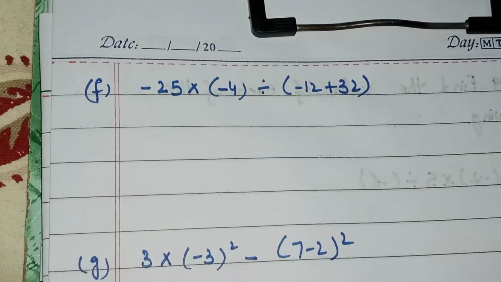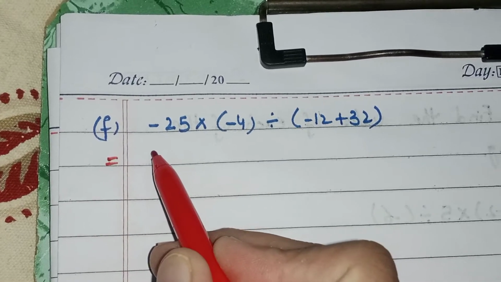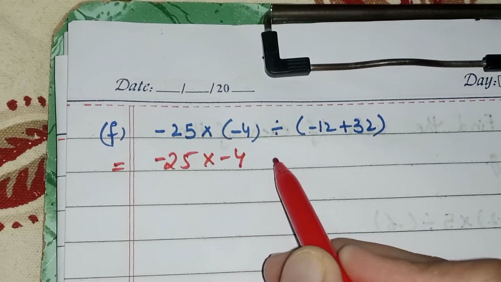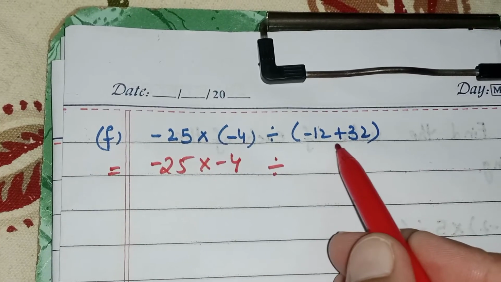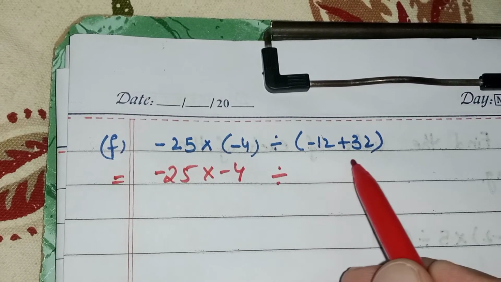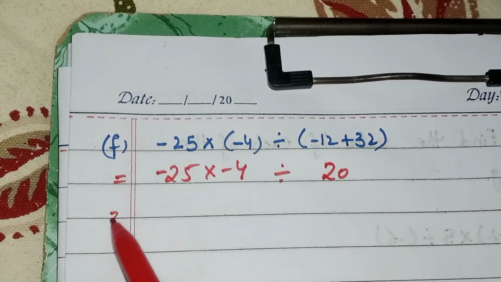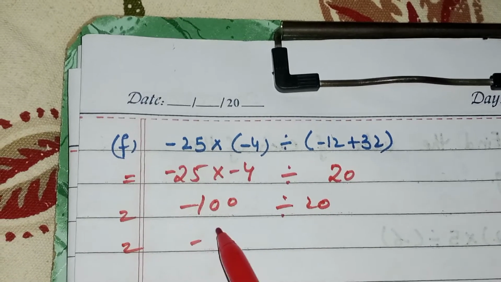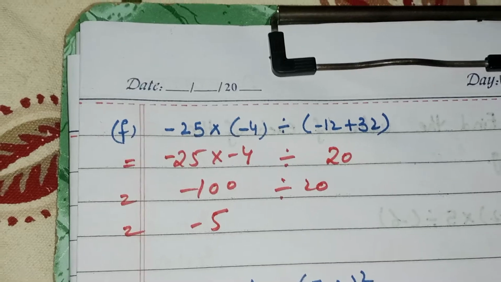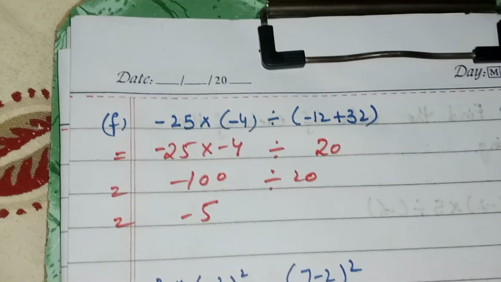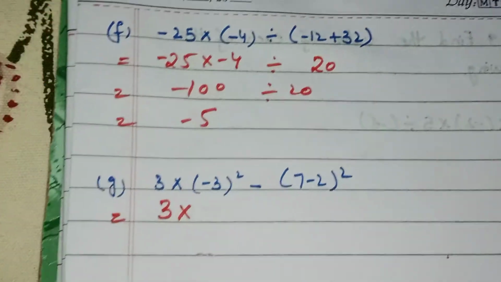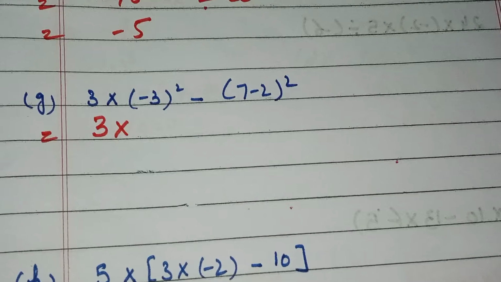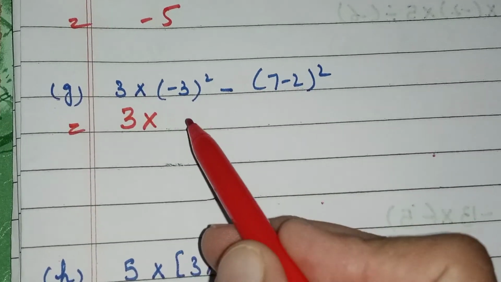Now in F part, minus 25 multiplied by minus 4 and divided by this bracket. I solve this bracket, the answer is 20, and after multiplication I receive minus 100 divided by 20, which is minus 5. Before solving these questions, dear student, first of all revise the rules of addition, subtraction, multiplication and division of integers, which I taught you in my previous lectures.